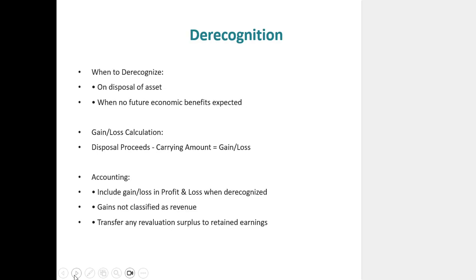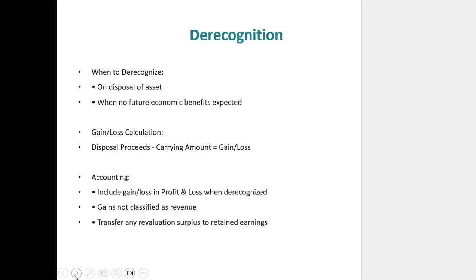De-recognition. When to de-recognize a PPE under IND AS 16? Number one, on disposal of an asset. Number two, when there is no future economic benefit expected. And how is the gain or loss calculated on this de-recognition? Disposal proceeds minus carrying amount equals gain or loss, whatever it is.